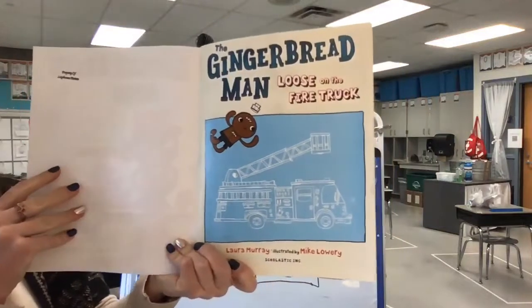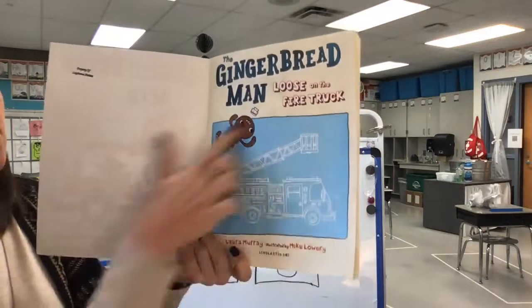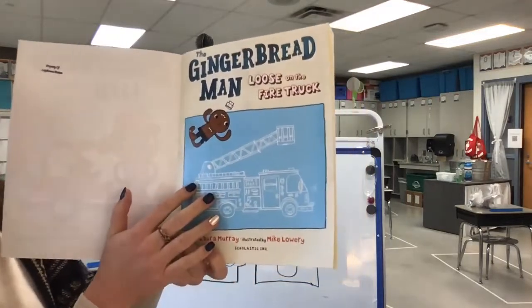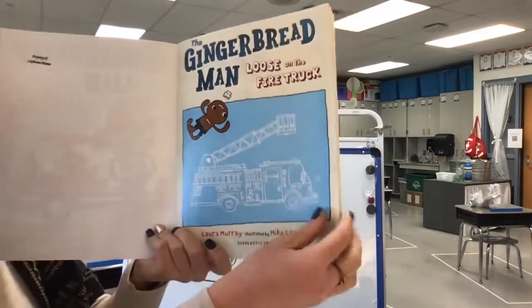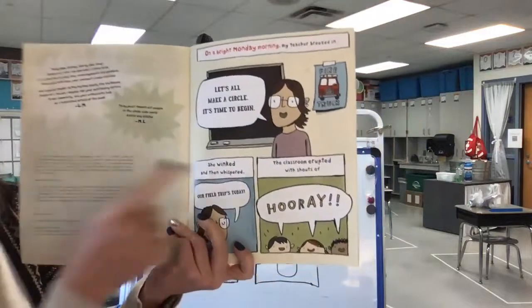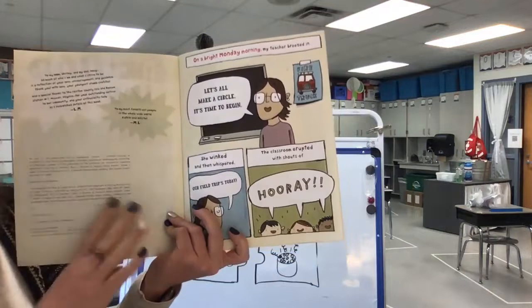Here's our title page, The Gingerbread Man Loose on the Fire Truck. And here we have another what we call a blueprint. This is a drawing of the fire truck that shows where different things are. And here's where our story begins. We're going to see a lot of speech bubbles telling us who's talking, the different characters.